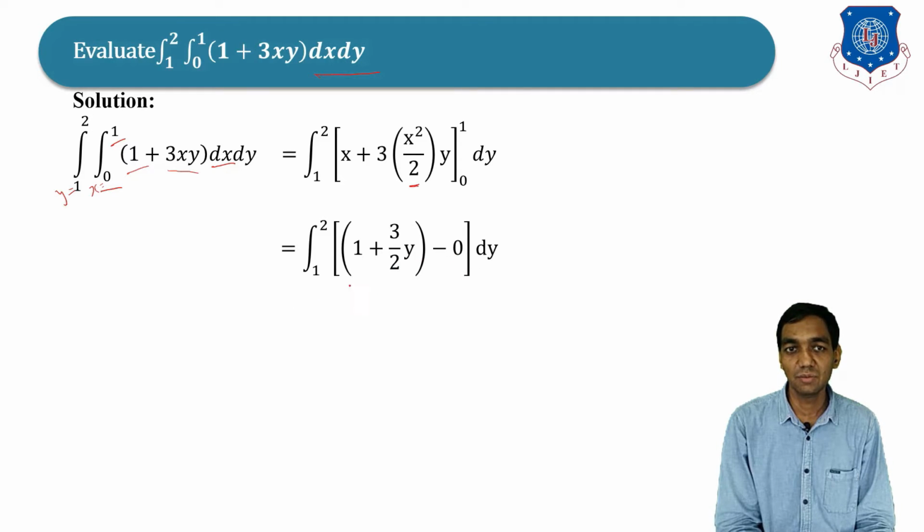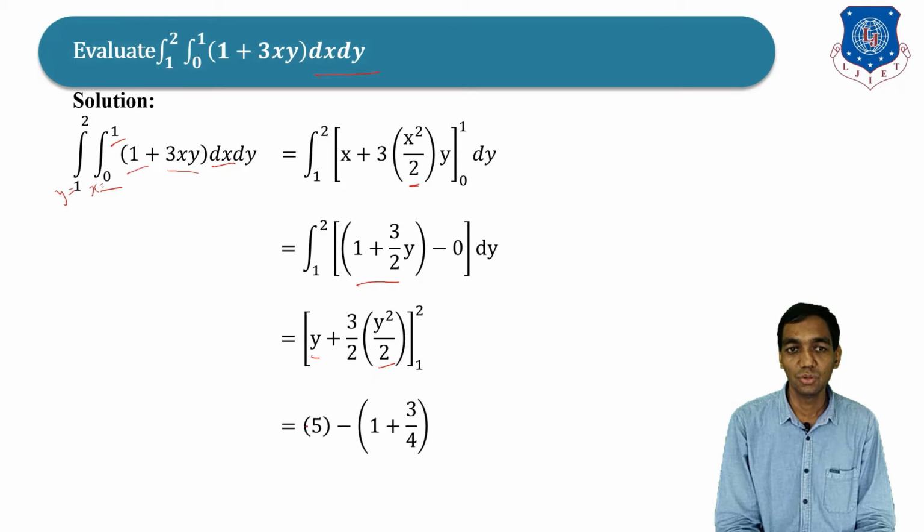Now again integrate this term with respect to y. That will give you y as the integration of 1, and y square by 2 as the integration of y. Again put the limits from 1 to 2. That will give you 5 minus (1 + 3/4), and if you simplify, you will get the answer 13 by 4.